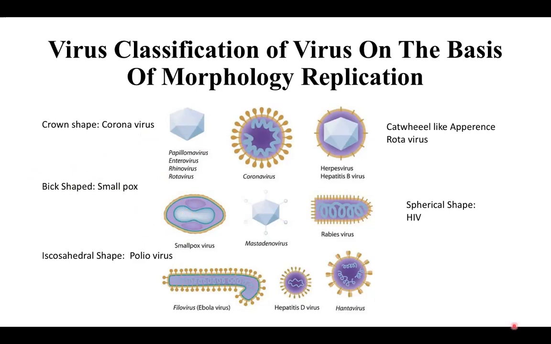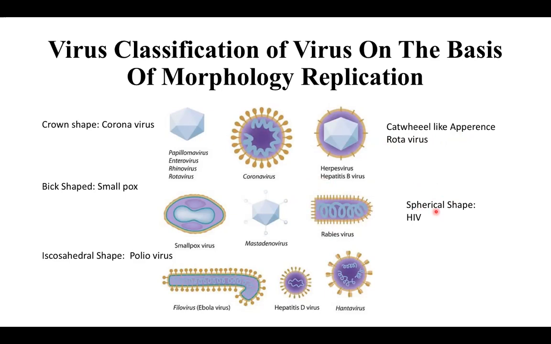Some of the viruses have bullet shape structures. They are the rabies virus. Some of the viruses have a cartwheel-like appearance. A virus with a cartwheel-like appearance is the rotavirus.